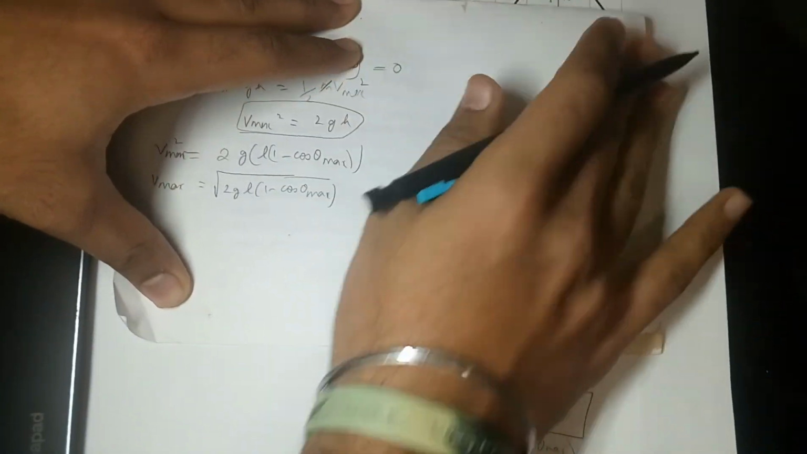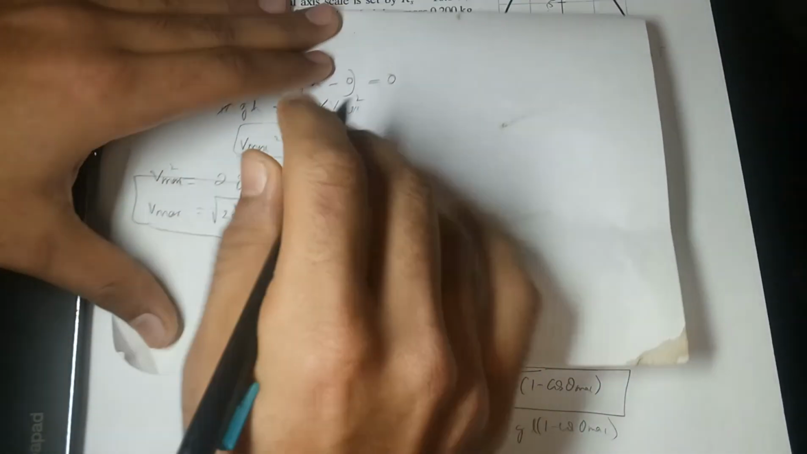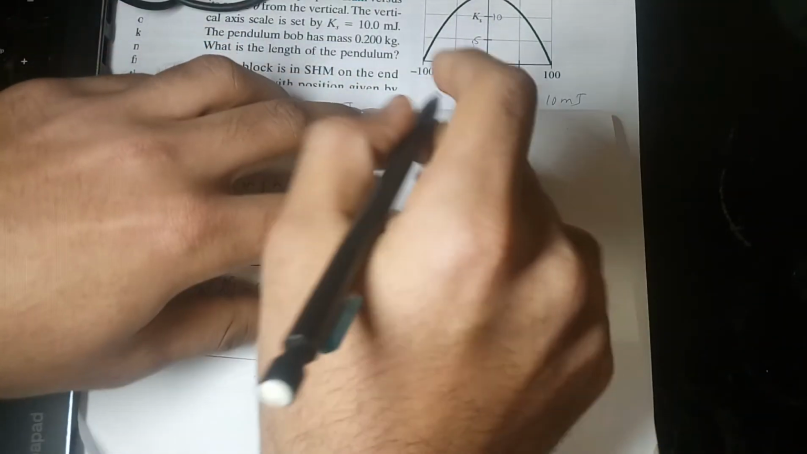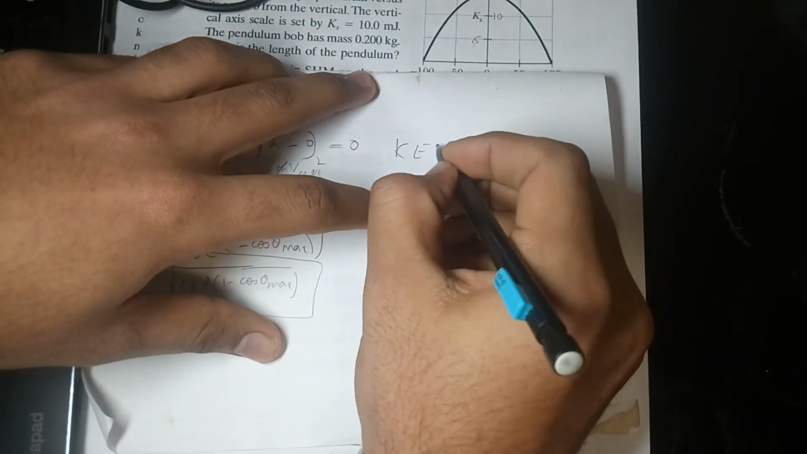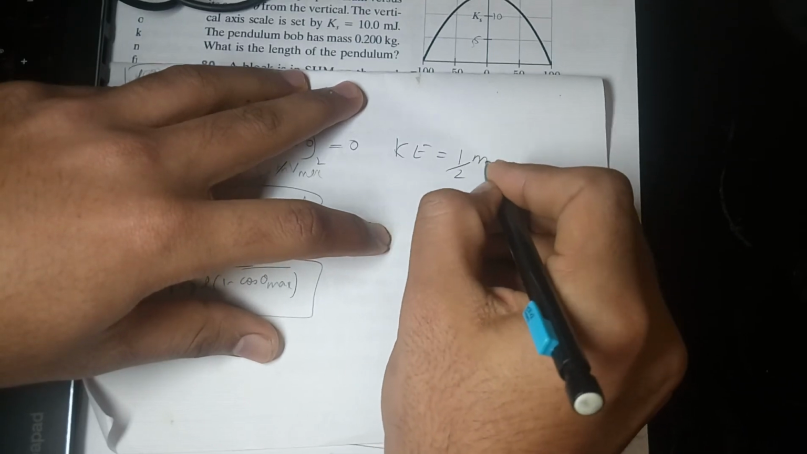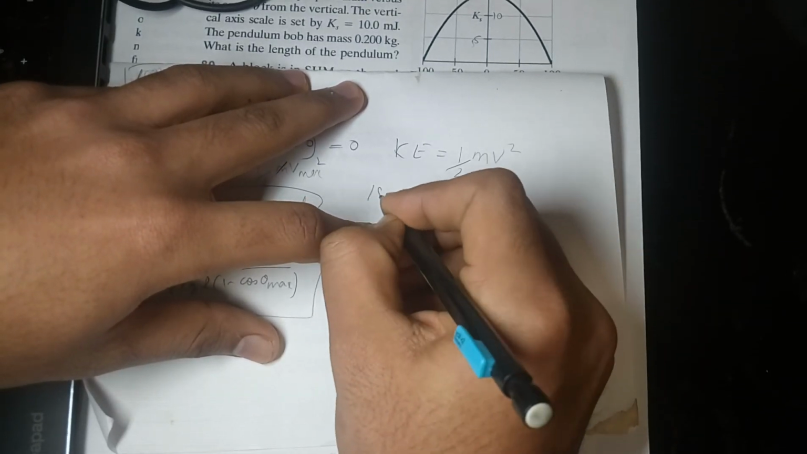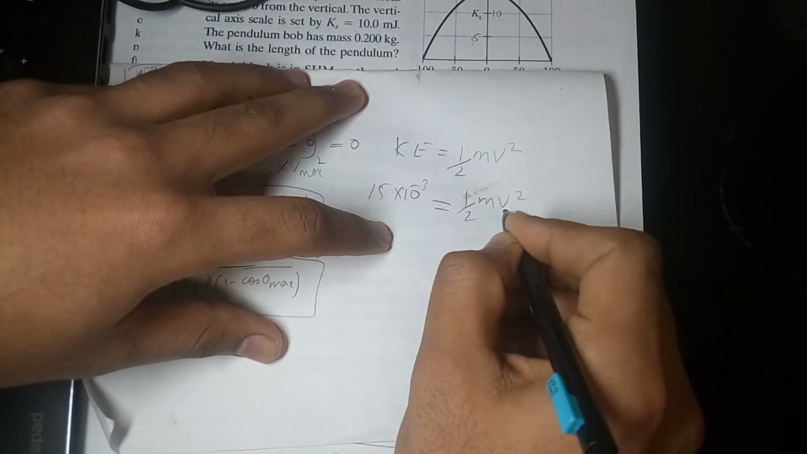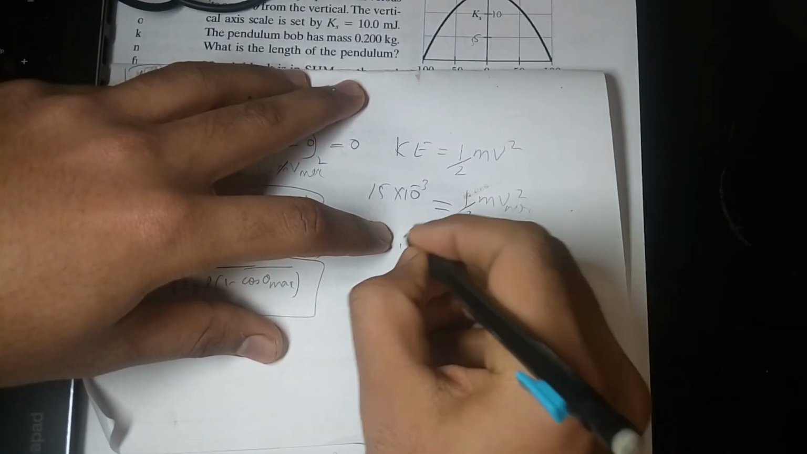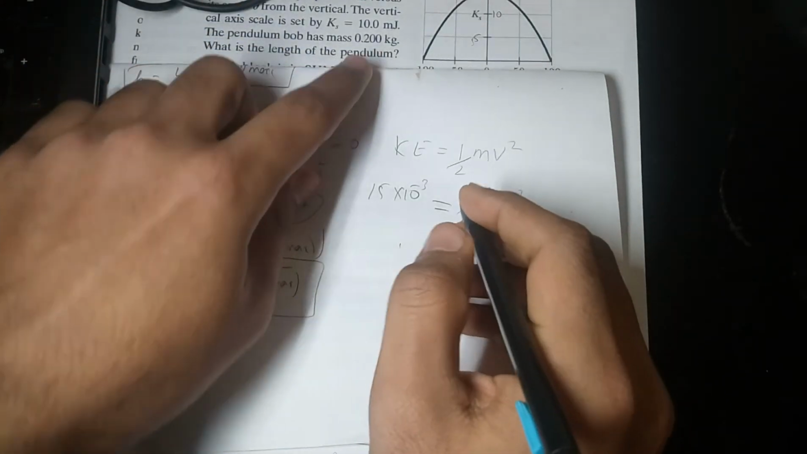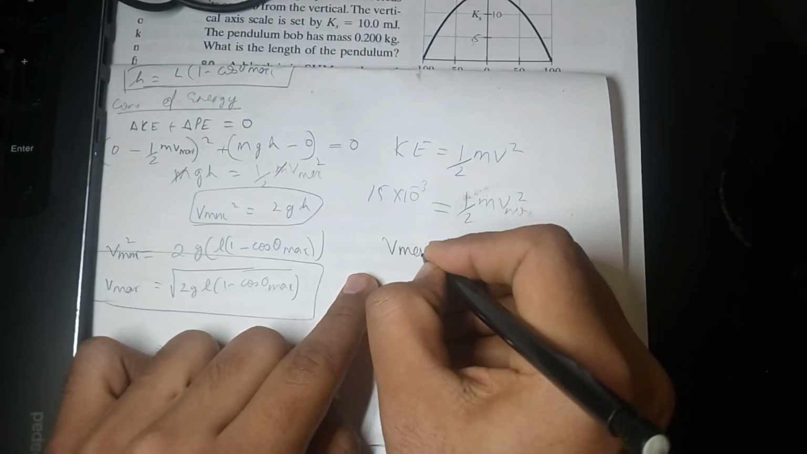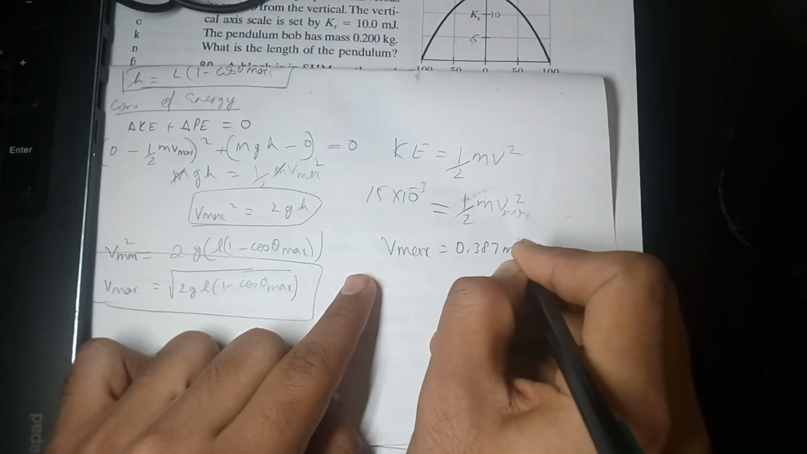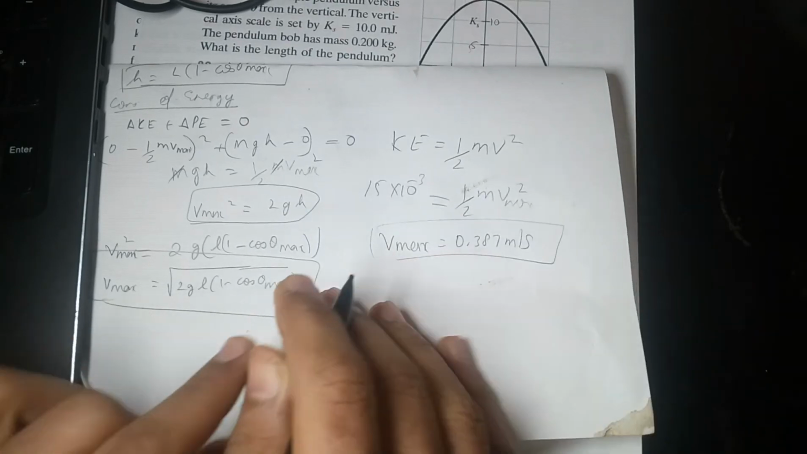Now we have the maximum kinetic energy from this diagram to be 15 millijoule at theta is equal to 0. So applying the equation for kinetic energy as half m v square, we get 15 into 10 to the power minus 3 is equal to half m v max square. So solving for mass m equal to 0.2 kilograms, we get v max equal to 0.387 meter per second.